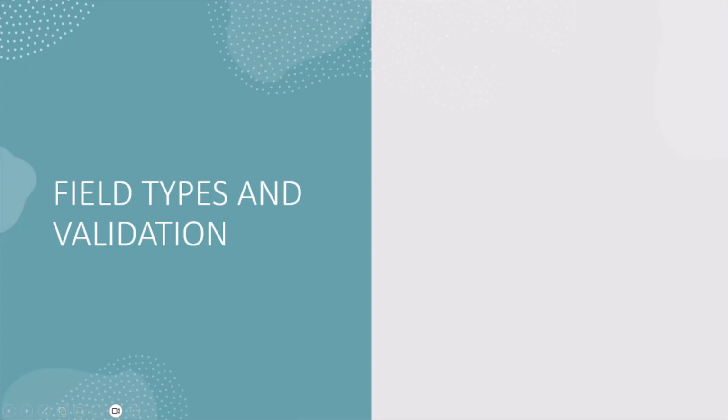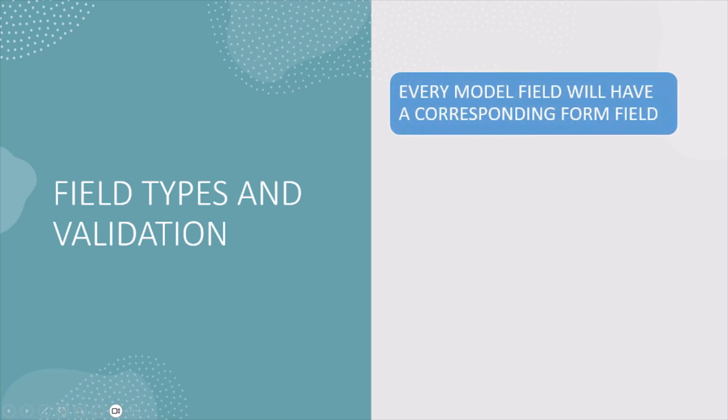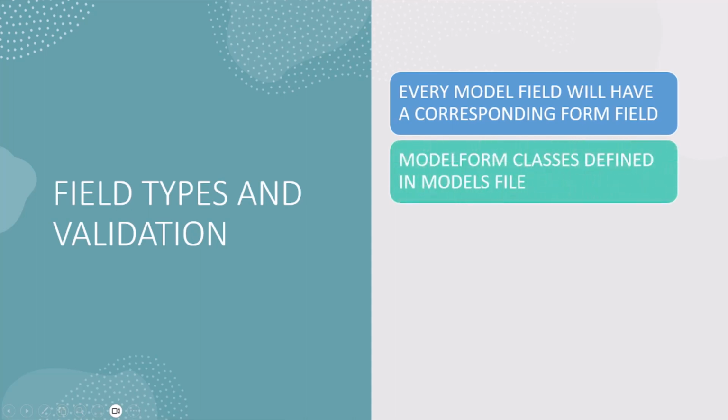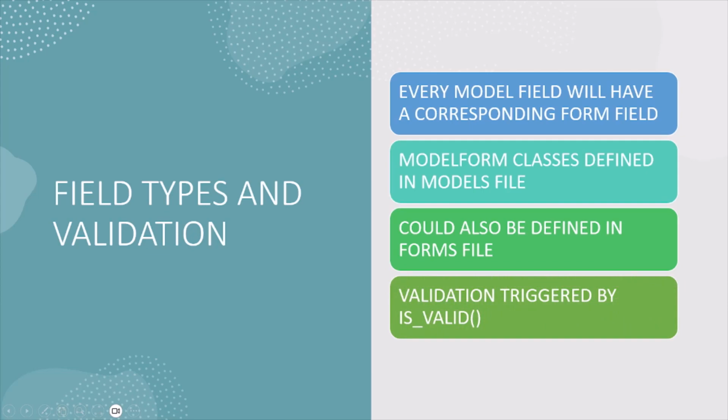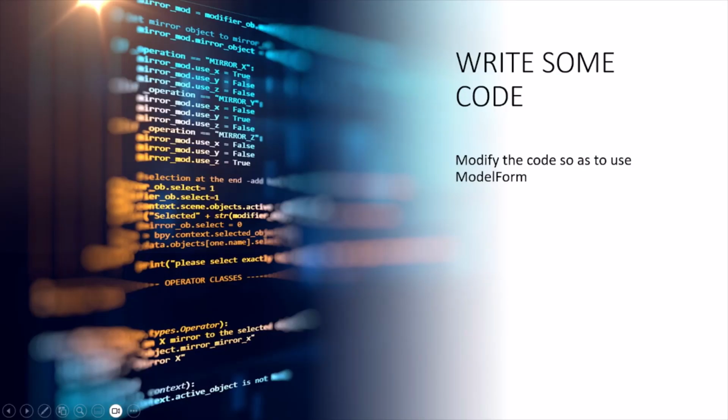Now in terms of field types and validation, every model field will have a corresponding form field, and we can define the form class in the models.py file, but you can also have it in the forms.py file, and that's what we are going to do, right? In terms of validation, that will be triggered by the isValid method. So let's now go ahead and modify the code so as to use the ModelForm class.